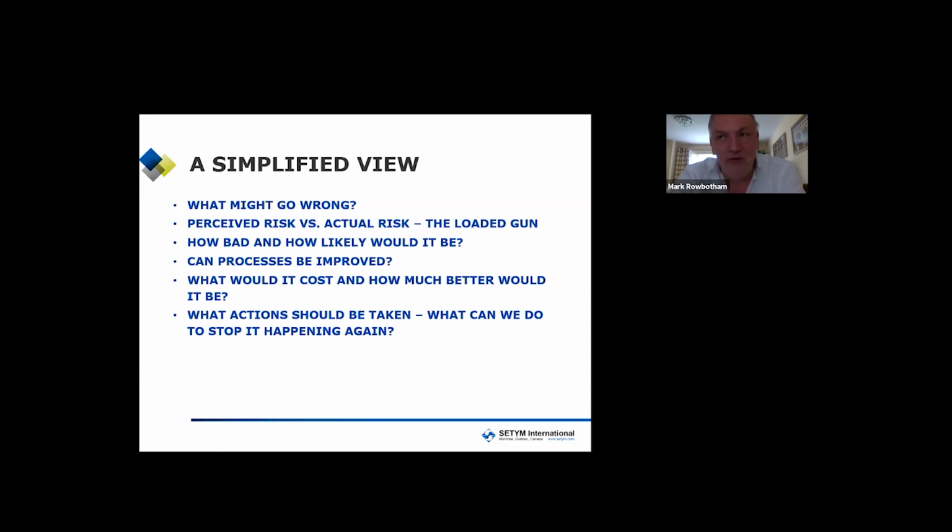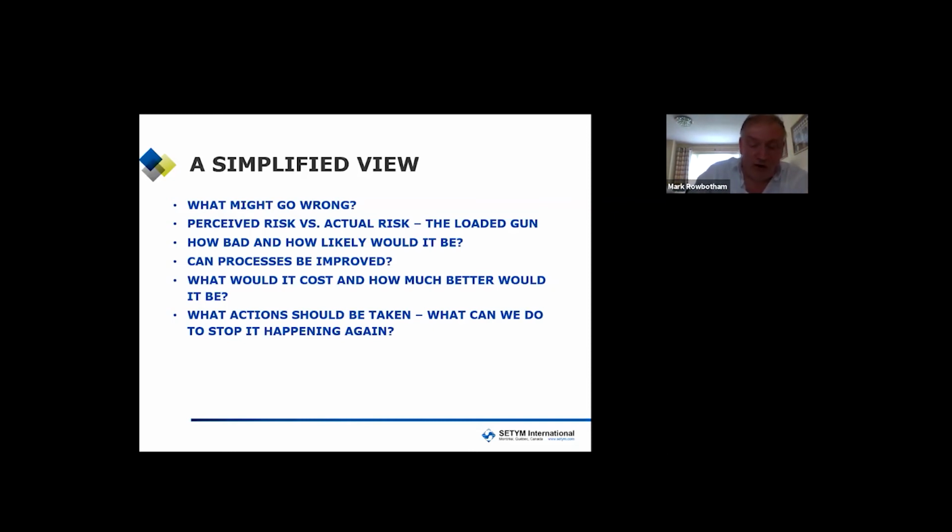But then you do not excite risk. You do not encourage it. If there is a perceived risk, you keep it out of harm's way. How bad and how likely would it be? Can processes be improved? Of course they can. That is the purpose of the exercise: to improve your processes up to the point when risk is reduced to the absolute minimum. What would it cost and how much better would it be?